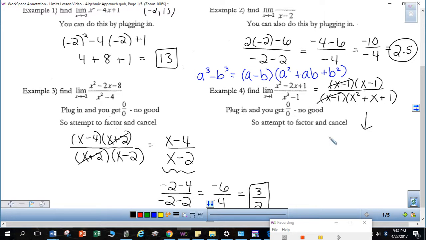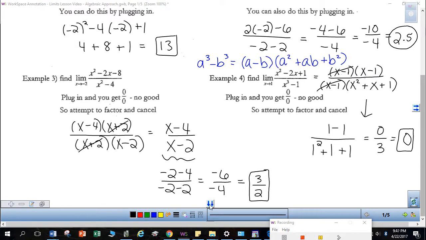So on the numerator, we get 1 minus 1. Our denominator, 1 squared plus 1 plus 1. So this is okay because we end up with 0 over 3. It's okay to have a 0 in the numerator. It just means the entire thing is equal to 0.